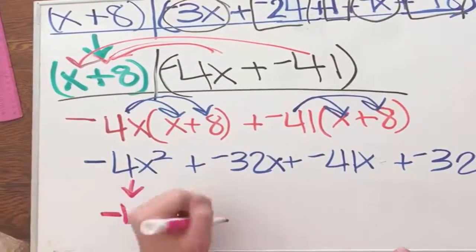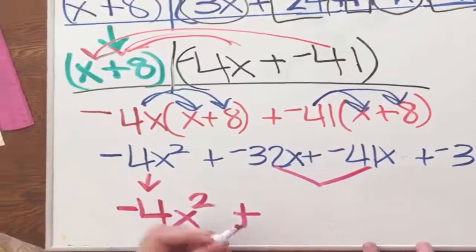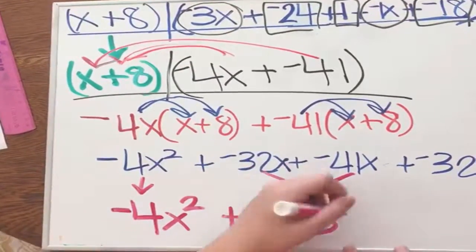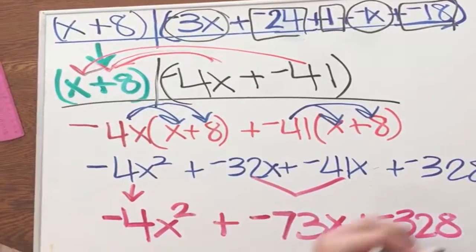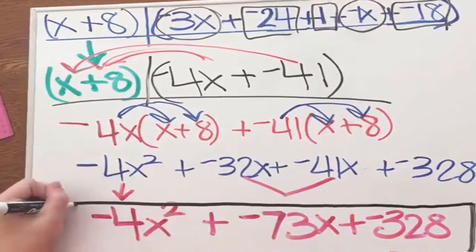And then finally I combined like terms to get my final answer, which is negative 4x squared plus negative 73x plus negative 328.